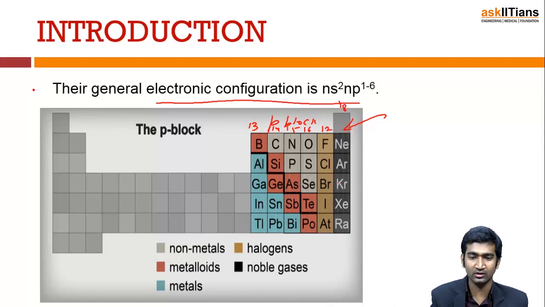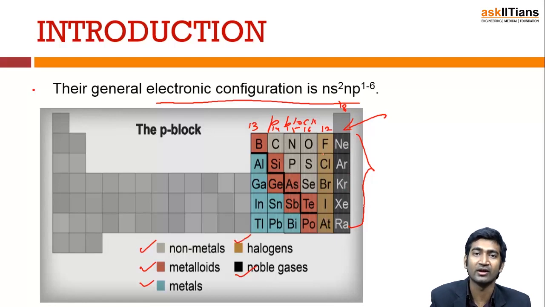This whole bunch is your P Block Elements, in which you have non-metals, and you have metalloids also. You can see here, these are the metalloids. And these all are the metals: aluminium, gallium, indium, lead. These all are the noble gases: helium, neon, argon, krypton, xenon, radon. And the ones shown in yellow are the halogens.